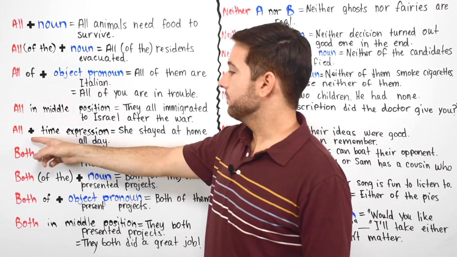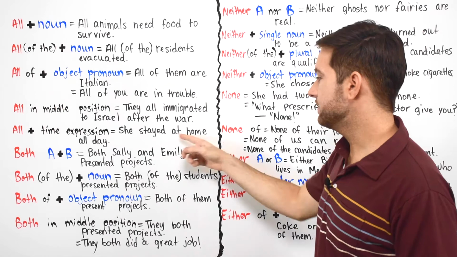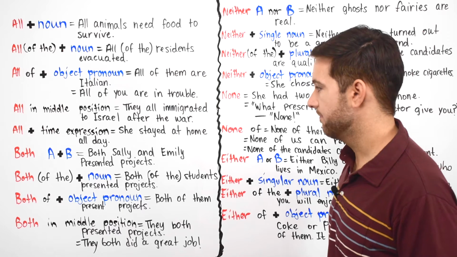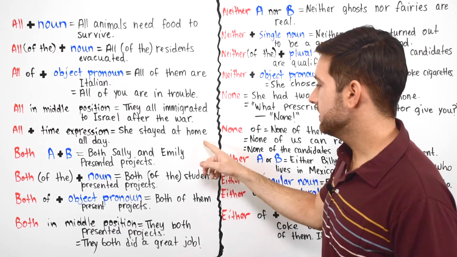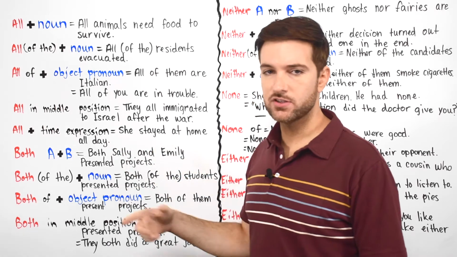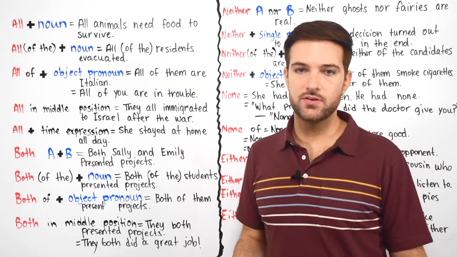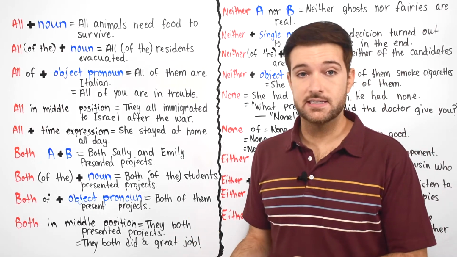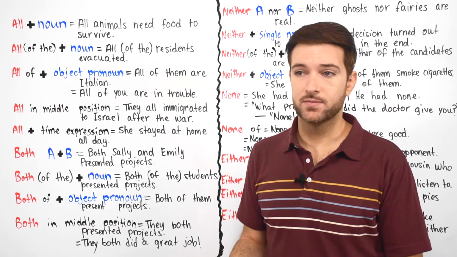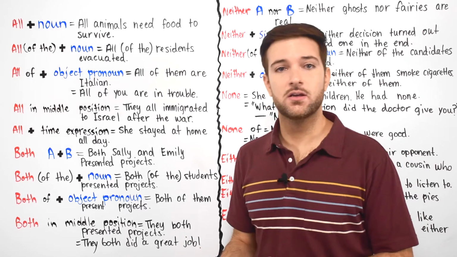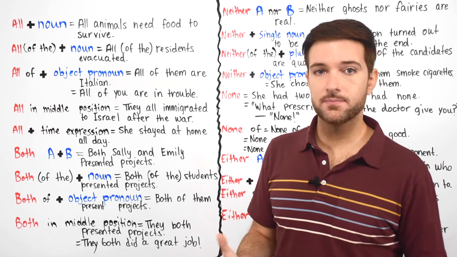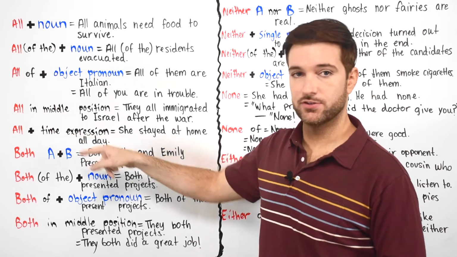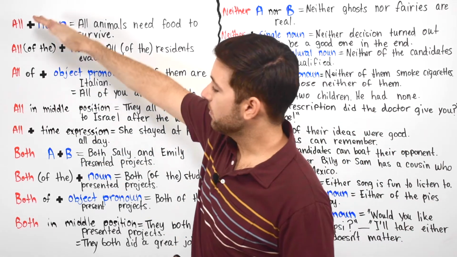And then we have all plus a time expression. So: she stayed at home all day. Now you can see here that all day is a time expression, but like we've learned in previous lessons, there are multiple time expressions, guys. For example, all day is a time expression. We also have other ones like all week, all month, all year, etc. All right. So, guys, those are all the examples with all.